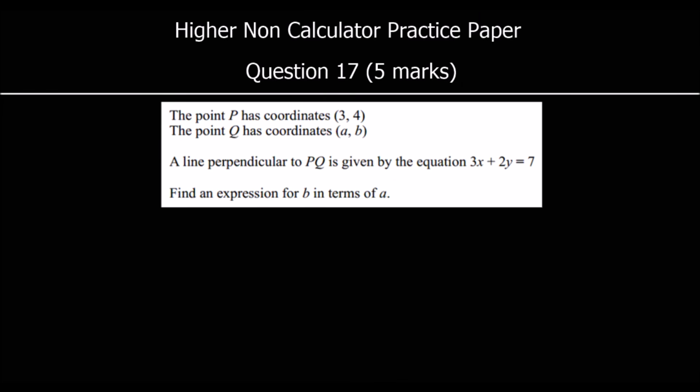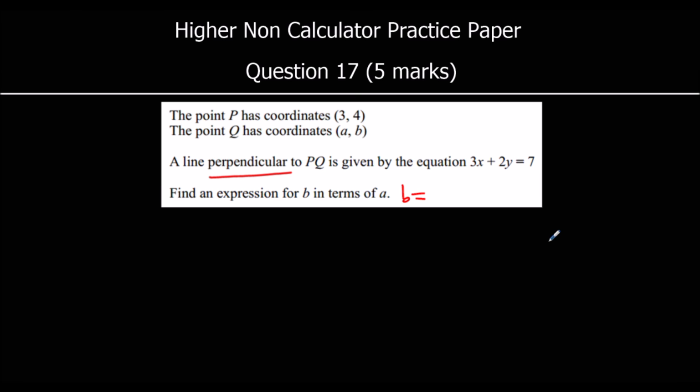Question 17. The point P has coordinates 3, 4. Q has coordinates a, b. And a line perpendicular to PQ has the equation 3x plus 2y equals 7. And we need to find an expression for b in terms of a. So it's going to be b equals. We can find the gradient by using this perpendicular line.